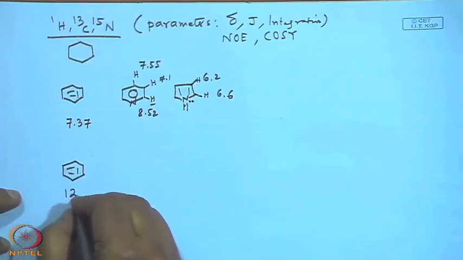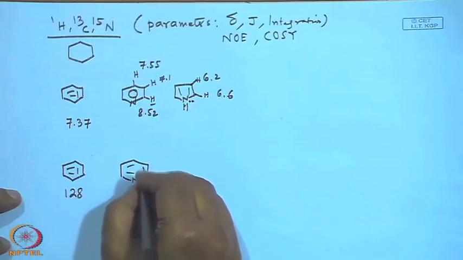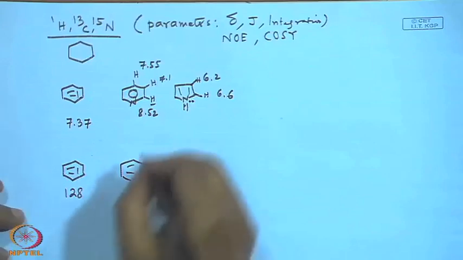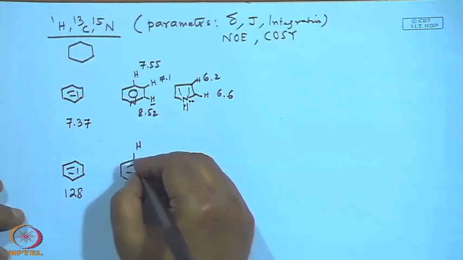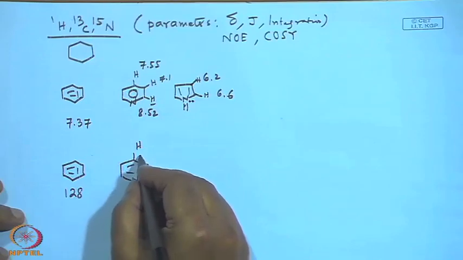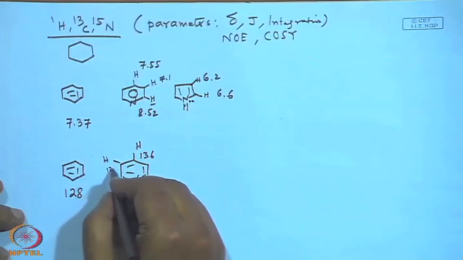A few minutes ago I said, fine. Now let us say you are suspecting a pyridine derivative, what do you expect? Pyridine derivative, at downfield. Okay, let us see how much it is. Let us say the carbon remotest from nitrogen is at 136 and this one is 124.